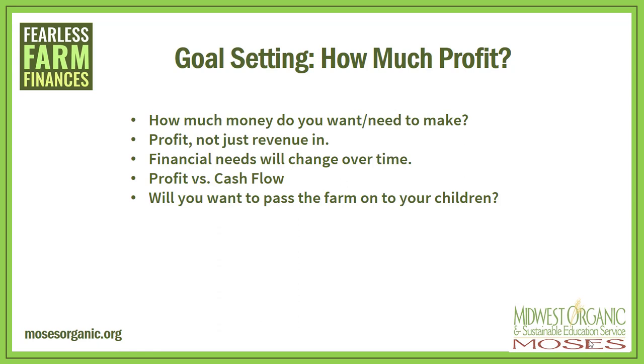Profit versus cash flow. So if your farm is not profitable, even if it's providing you enough cash to live comfortably, you won't ever be able to pass it on to your children if that's all you expect from it. So if one of your goals is to pass the farm on to your children, you owe it to them to maintain a profitable operation, not just having enough in the checkbook to pay all your bills, but really investing in that operation to make it profitable.